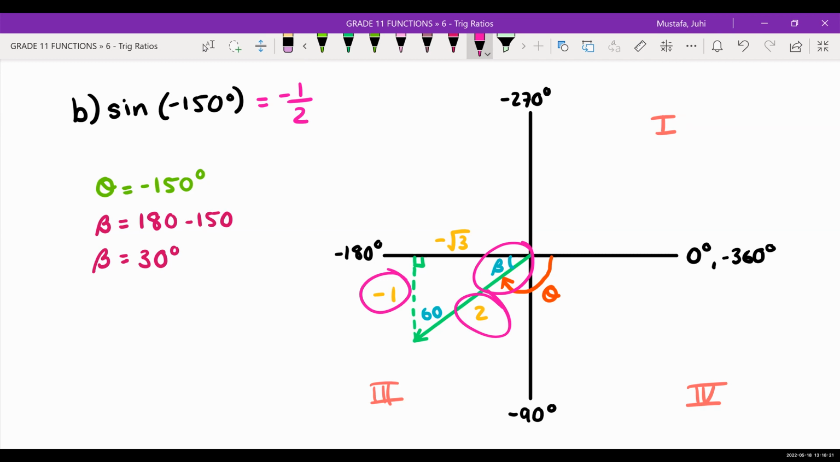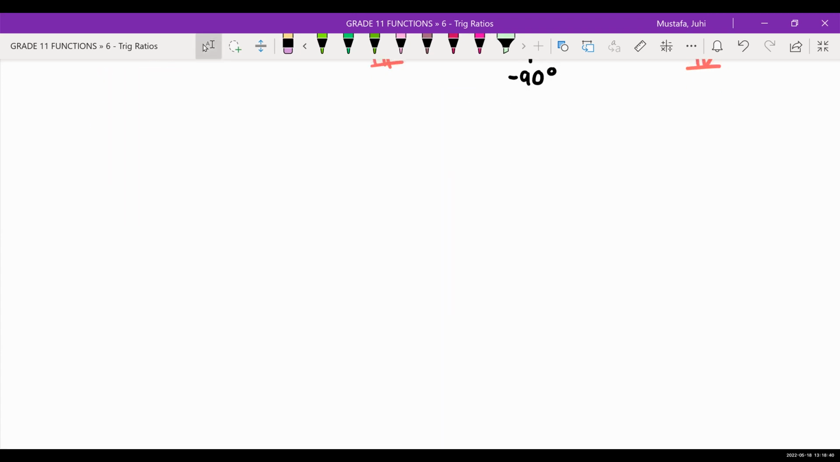Okay, I want to do one last question with you guys, and that question is question H, because question H has a secant and it has a negative angle, but it's negative 150. Let's do F, actually. Let's do F, and then you guys can do D and H, and I'll put the answer on the screen. So we will skip and do question F together right now.